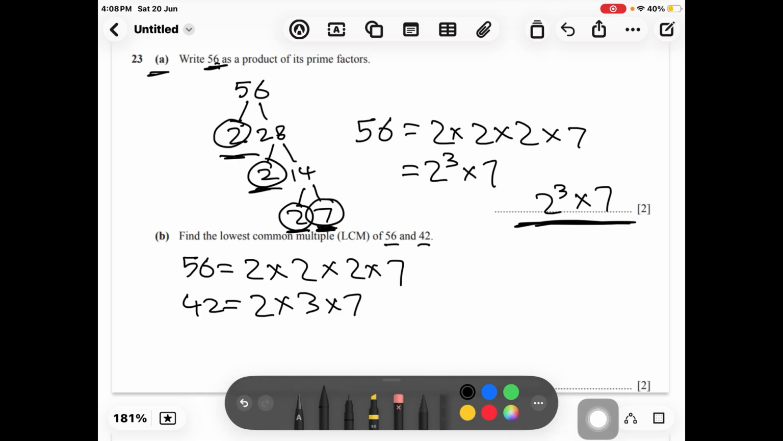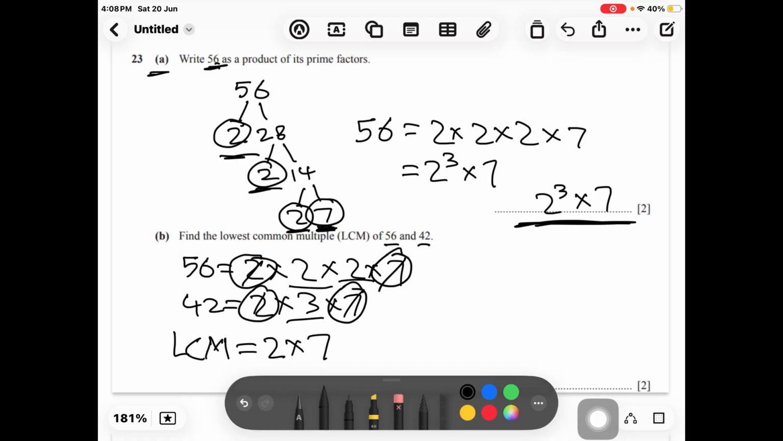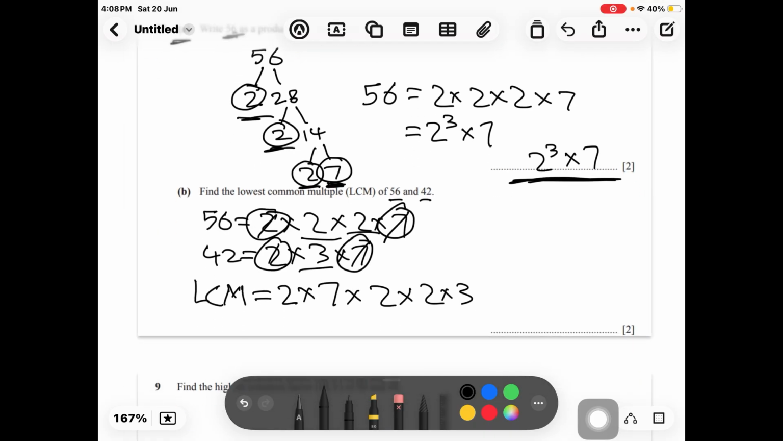And to find the lowest common multiple, you have to find the similar factors. The same factors in both are 2 and 7. So you write LCM equals 2, then you take these similar factors, 2 and 7, cut them out, and then write the remaining factors, which are 2, 2, and 3.